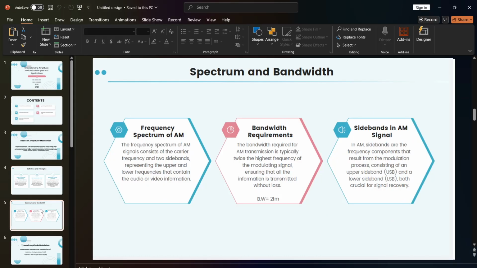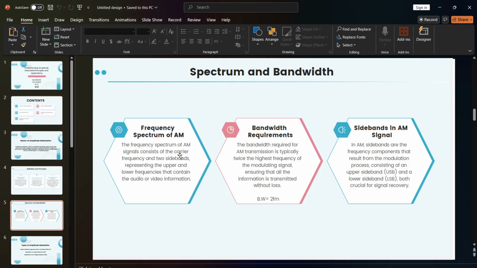Now, spectrum and bandwidth. What is spectrum? What is bandwidth? Bandwidth, as we know, is the difference between the upper frequency and the lower frequency, that is, upper frequency minus lower frequency. So the frequency spectrum of amplitude modulation is described over here.